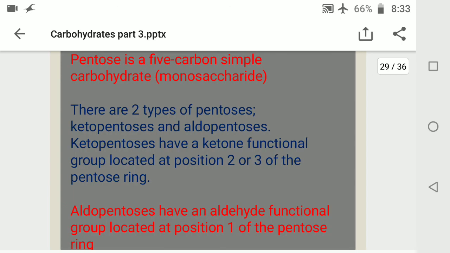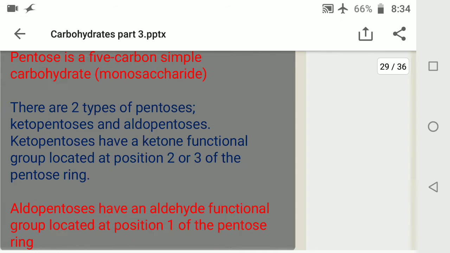Pentose is a 5 carbon simple carbohydrate, a monosaccharide. There are two types of pentose, ketopentose and aldopentose. Ketopentoses have a ketone functional group located at position number 2 or 3 of the pentose ring. Aldopentoses have an aldehyde functional group located at position number 1 of the pentose ring.